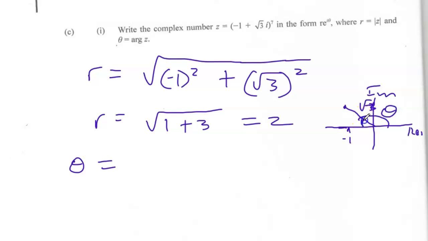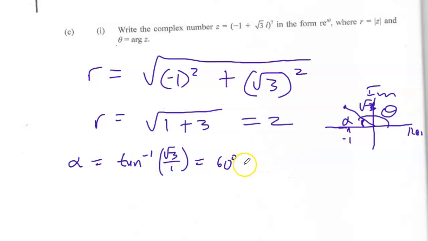Now the calculator will give me the primary angle here, alpha. So using the calculator, let me find alpha first. So alpha would be tan inverse root 3 over 1, which is 60 degrees, or pi over 3 radians. So this would be 60. Hence theta would be 180 minus 60 degrees, which is 120 degrees.